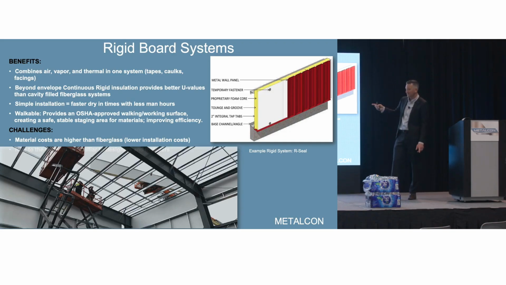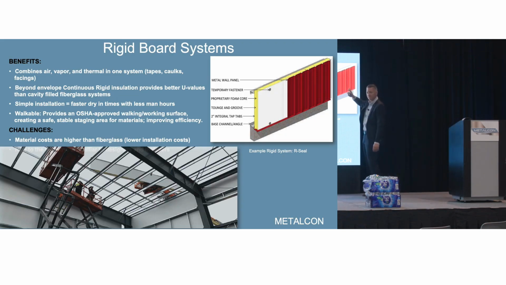R-Seal boards come custom length, anything you want for your building. The Thermax boards come in 4x8 sheets and you've got to tape them together. But they're both continuous, rigid insulation that creates a thermal barrier with a closed cell foam and the facings that give us our air and vapor barriers all in one. And then we go and put a metal siding on top of it.